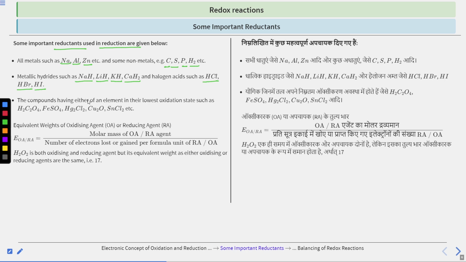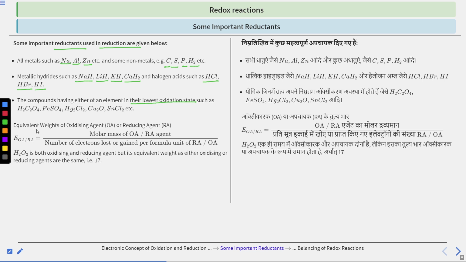The compounds having an element in its lowest oxidation state, such as H2C2O4, FeSO4, Hg2Cl2, Cu2O, SnCl2, right? These are compounds in which an element is present in its lowest oxidation state, and thus they act as reductants in the reduction process.